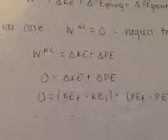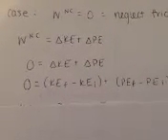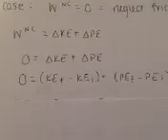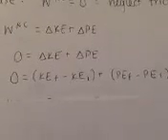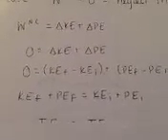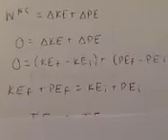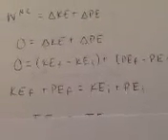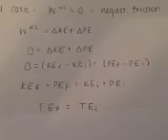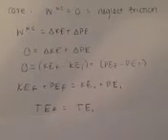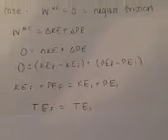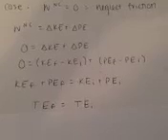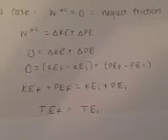Therefore, 0 equals delta KE plus delta PE. Next, we expand our delta KE and delta PE into 0 equals kinetic energy final minus kinetic energy initial plus potential energy final minus potential energy initial. If we simplify this, we can see that kinetic energy final plus potential energy final equals kinetic energy initial plus potential energy initial. Therefore, total energy final equals total energy initial, and energy is conserved when work non-conservative equals 0.